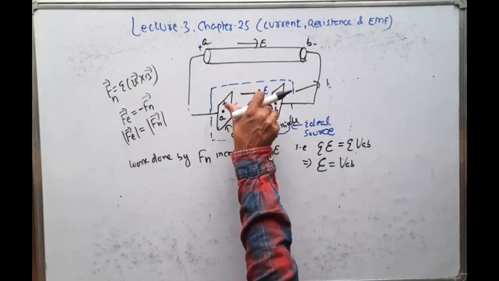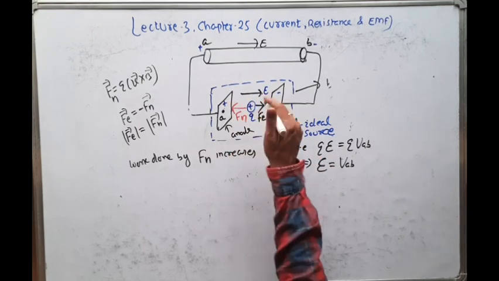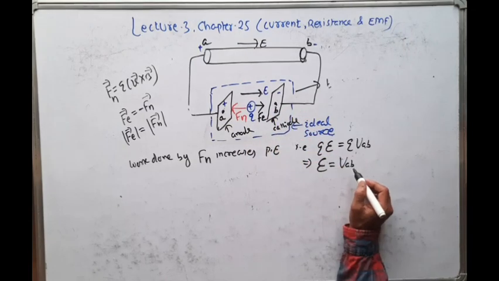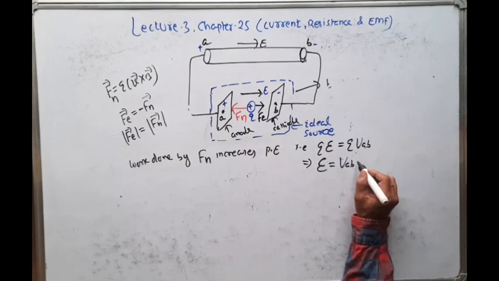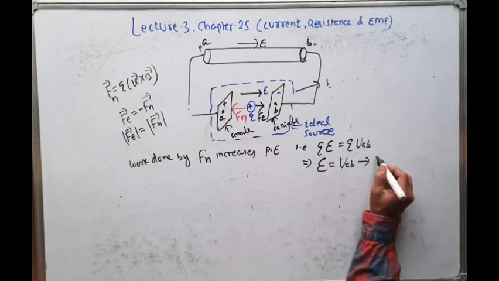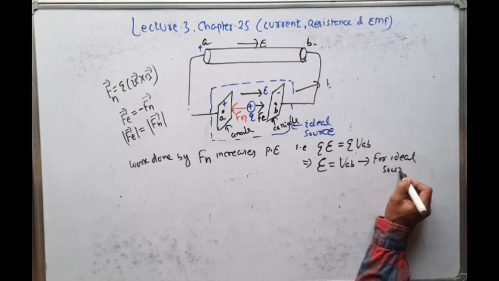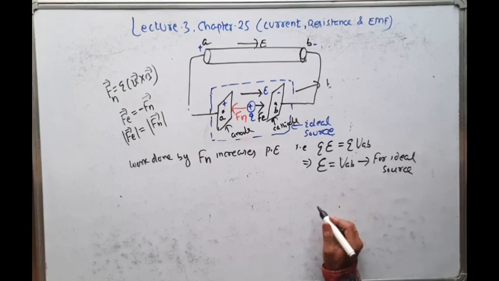Whatever the voltage is developed in the source is equal to the potential difference across this A and B terminal. Or you can say the EMF is equal to the terminal potential difference. This is for which source? This is for an ideal source.